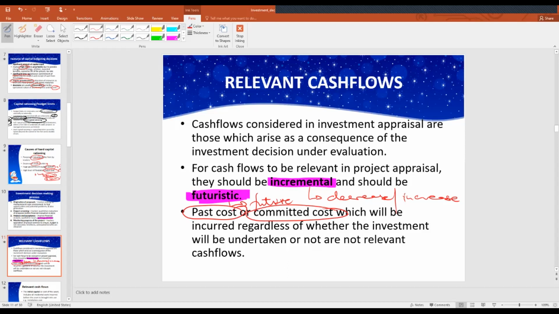So the criteria when it comes to determining the cash flow is relevant or irrelevant. Is it incremental? And is it occurring in the future?